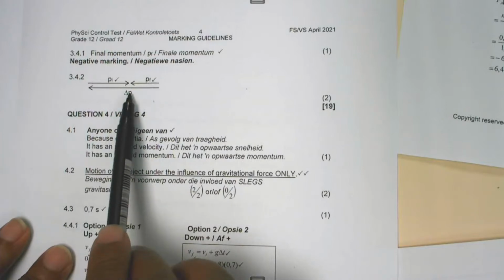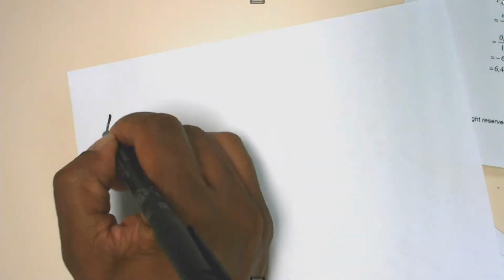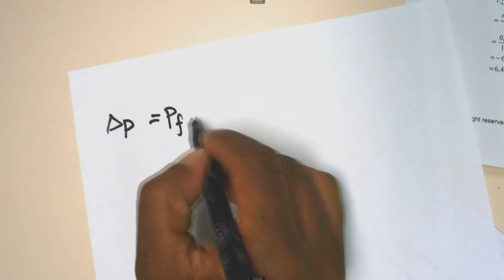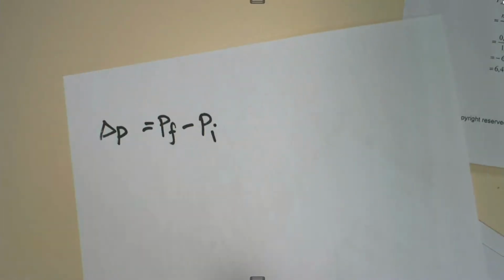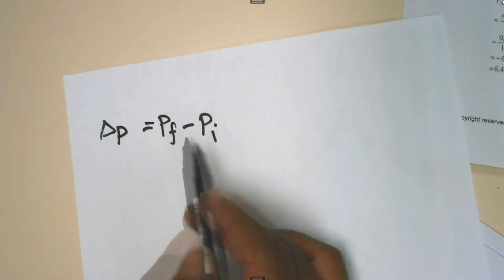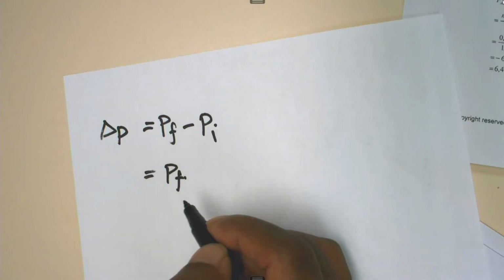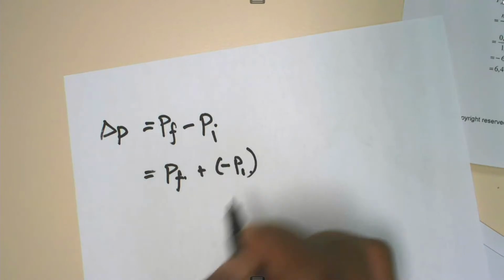Now we have to look at the change in momentum. For the change in momentum, it is vectors that we are dealing with. So basically, change in P is equal to P final minus P initial. That is how we do it. Now, what does this mean? Because these are vectors, it is the same as saying momentum final plus the minus of P initial.